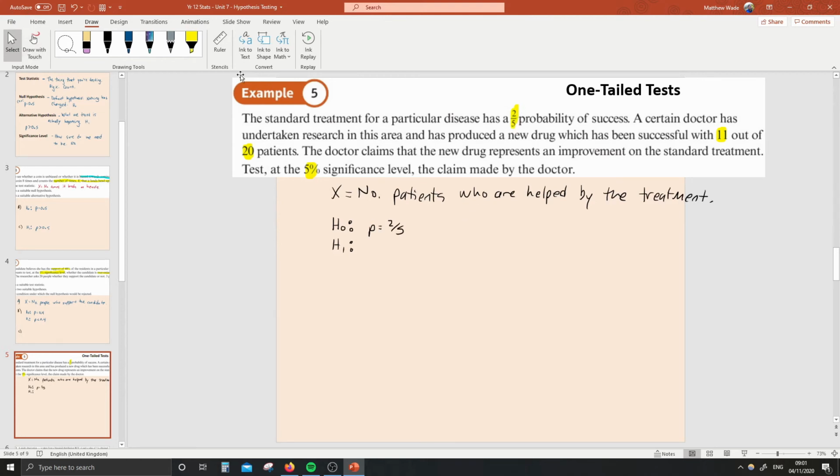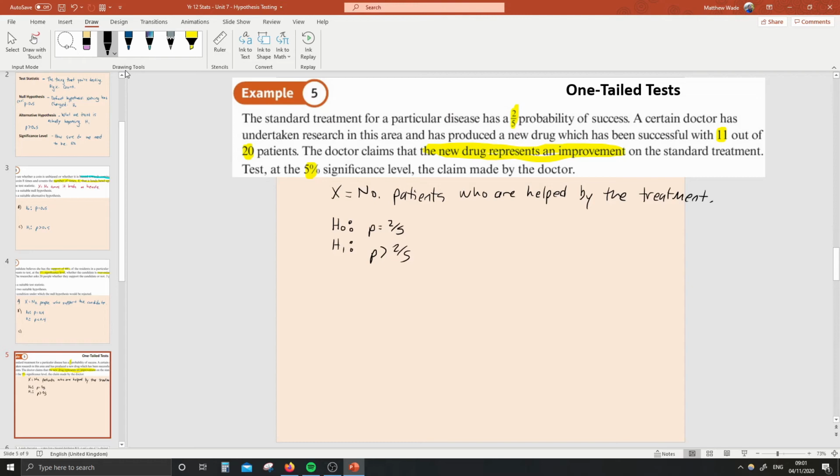Now the other thing that we're going to do, buddies, is this. We now need to come up with the chance of success for the new drug. Now we have to think about what's our alternate. What do we think is actually going to happen? Well, we're the doctor. What do we think? We think the new drug is an improvement, which means our chance of successfully treating the person is not going to be 2/5, but greater than 2/5. And that's it. Cool, cool, cool.